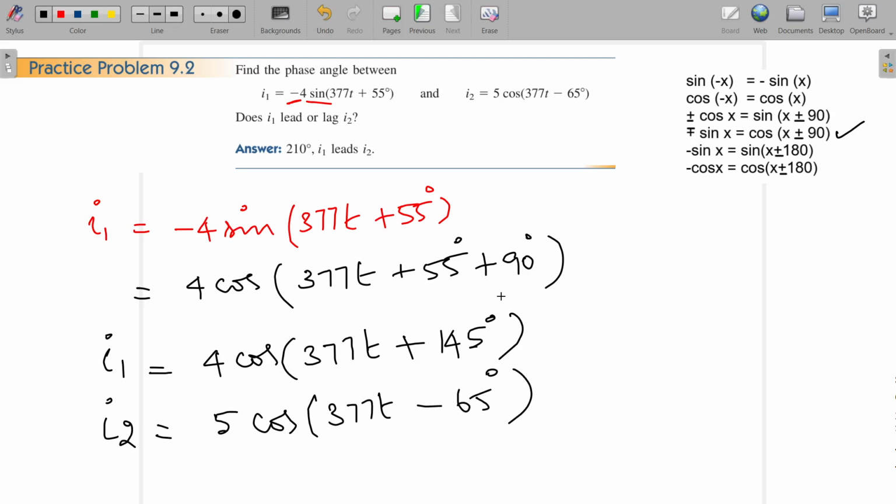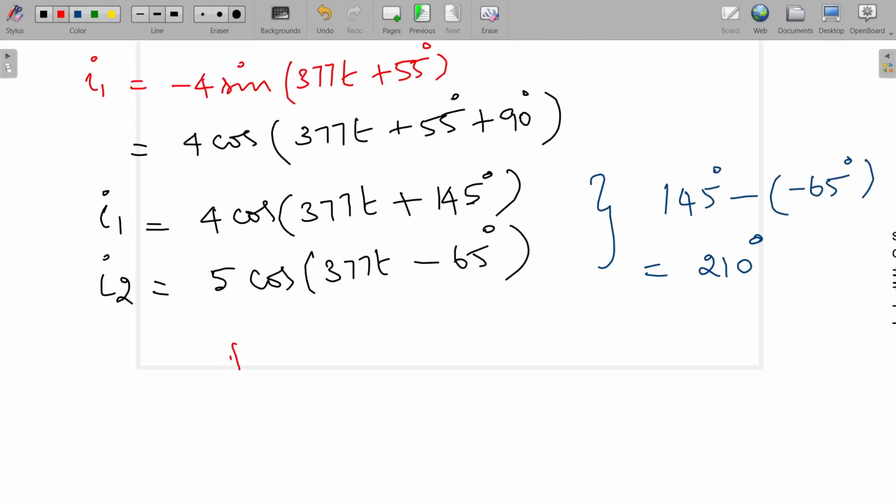Now you just compare these phase angles. This is 145 degrees, and this is minus 65 degrees. So the angle difference is 145 degrees minus minus 65 degrees, which is equal to 210 degrees. So the phase angle between these two cosine waves is 210 degrees.